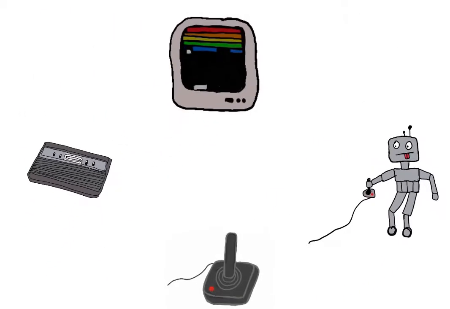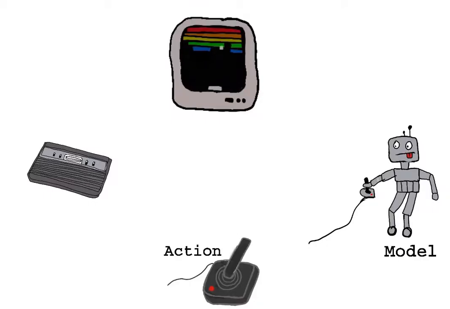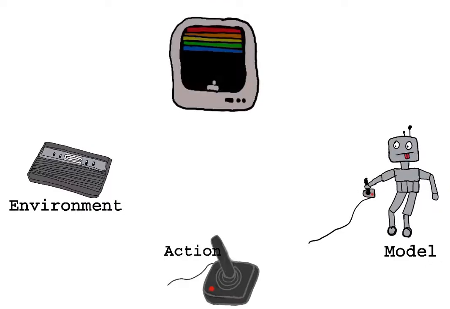We call the AI the model. The model chooses the action which is input into the game environment, which is represented by the game console in this picture. And this environment calculates how the game reacts to the action, and it serves it as an observation back to the model. And this observation is what we see on the screen. And then the model takes this observation and chooses its next action.